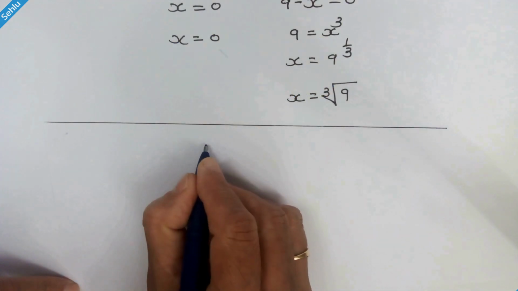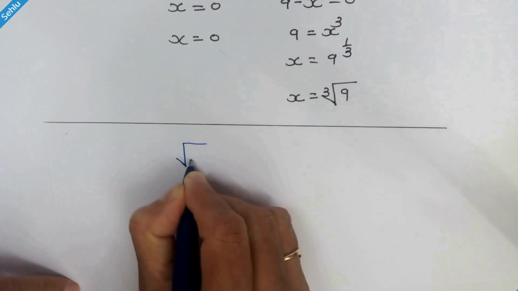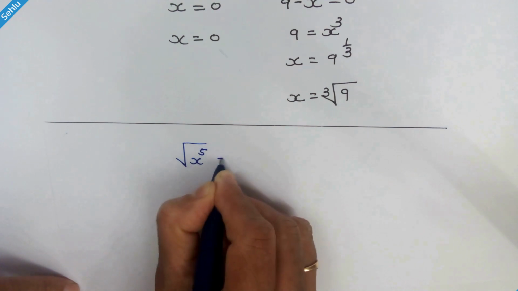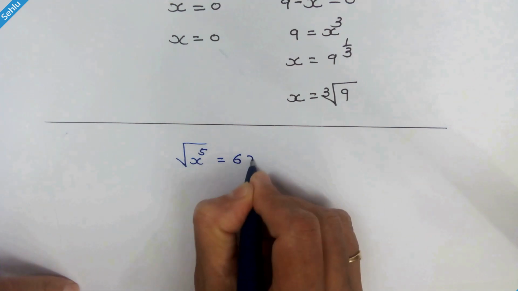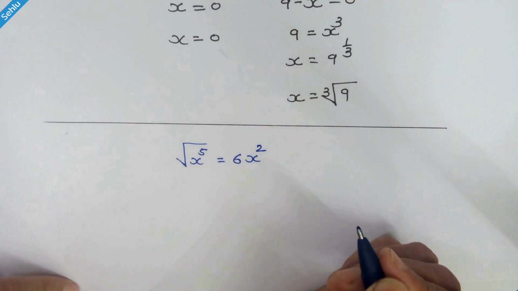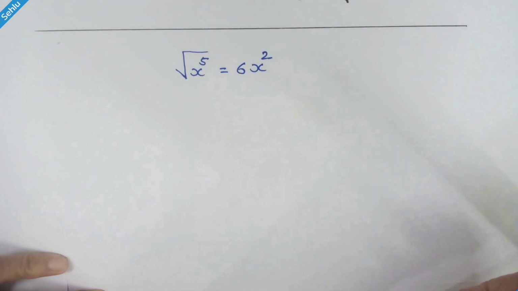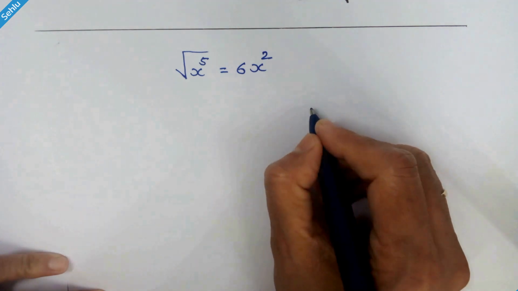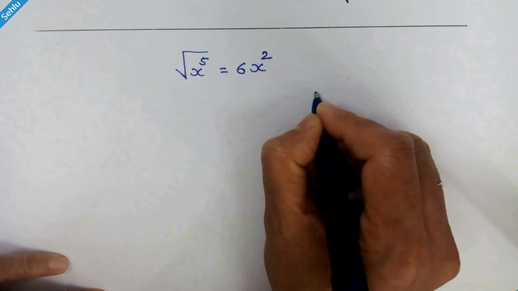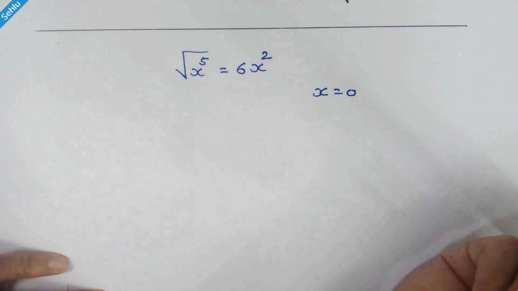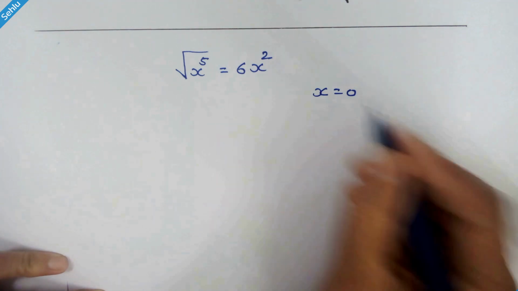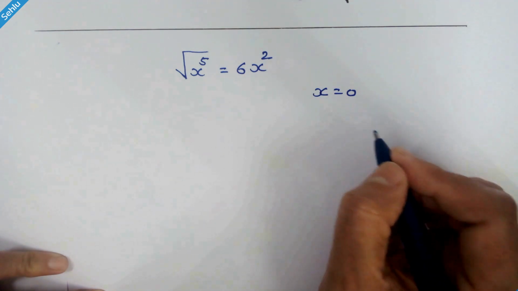Now here is another question for you to solve. Square root of x raised to 5 is equal to 6x square. You can pause the video and try it now. Now let's solve this real quickly. If we try putting x is equal to 0, it will satisfy the equation. So x is equal to 0 is one answer.